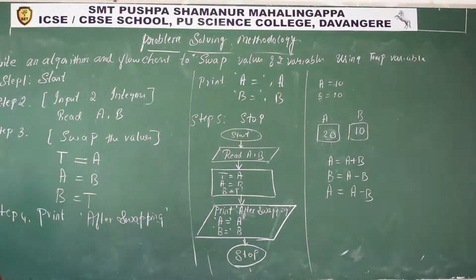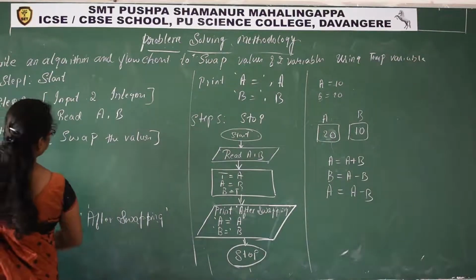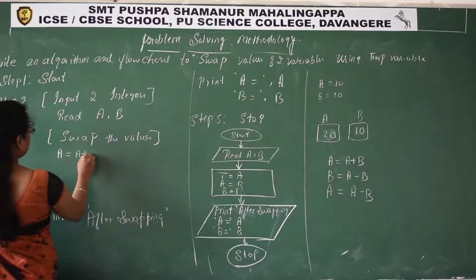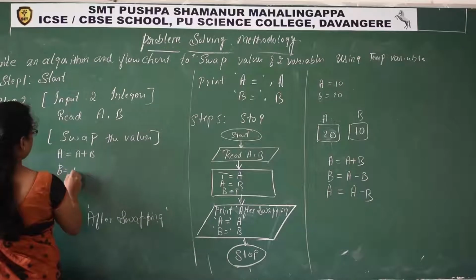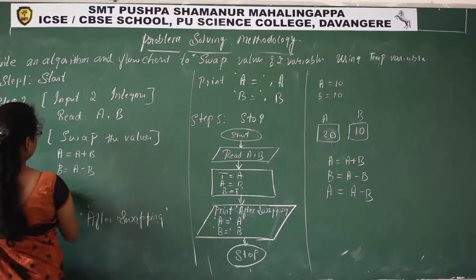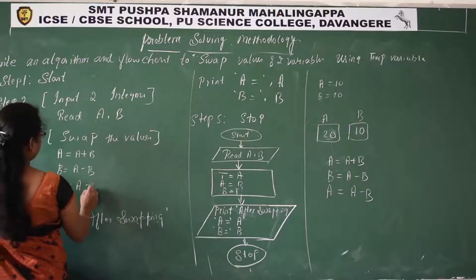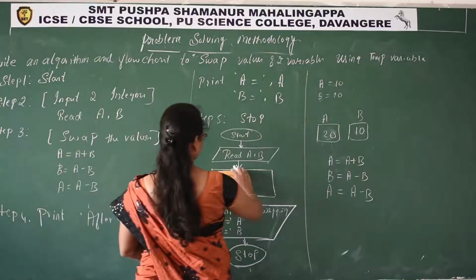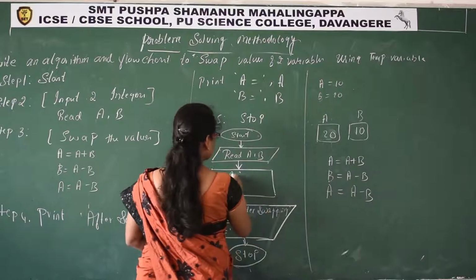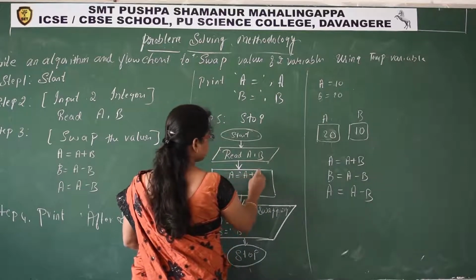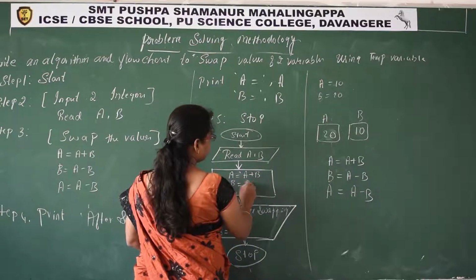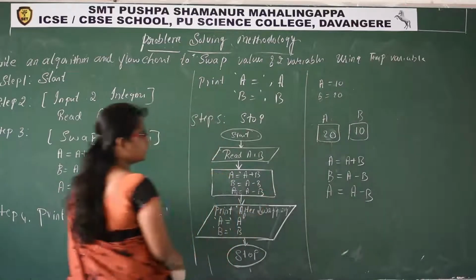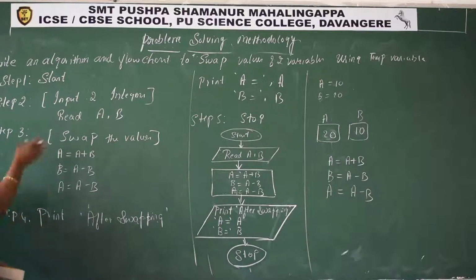Everything is same. This code will be changed. A is equal to A plus B. B is equal to A minus B. And A is equal to A minus B. And remaining thing same. A is equal to A plus B. B is equal to A minus B. A is equal to A minus B. You have to write separate algorithms and separate flowchart. You should not edit the same.